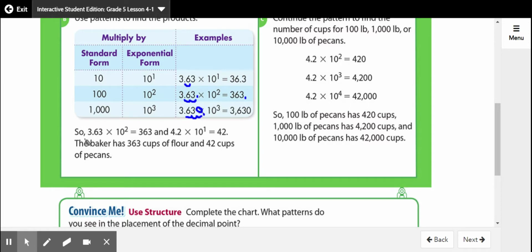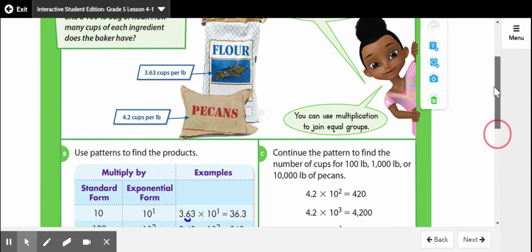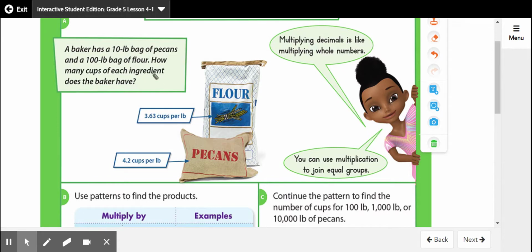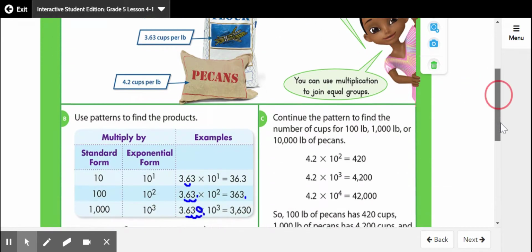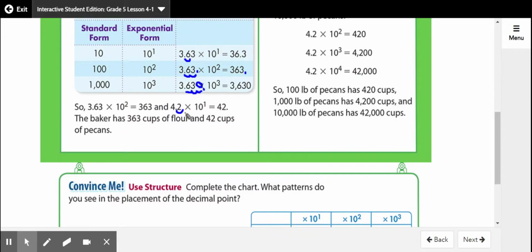Okay, so down here we're talking about 3.63 times 10 to the second power, or 100, is 363, and 4.2, where they're talking about pecans, times 10 is 42, because you just moved it over one time. The baker has 363 cups of flour and 42 cups of pecans. So they did the 10 pounds of pecans right here, and the 100 pounds of flour.